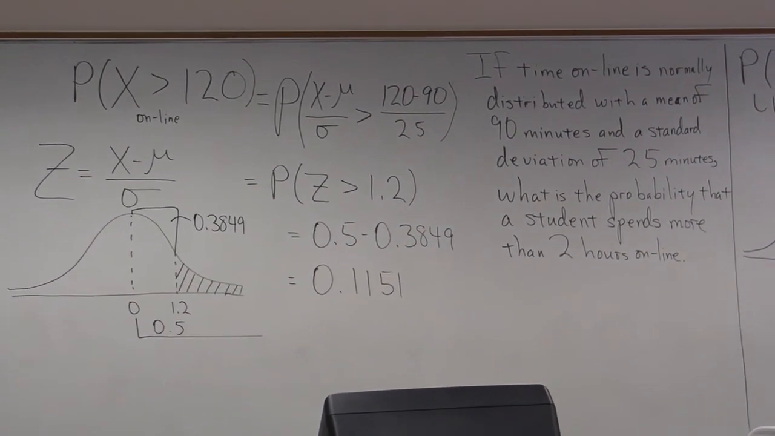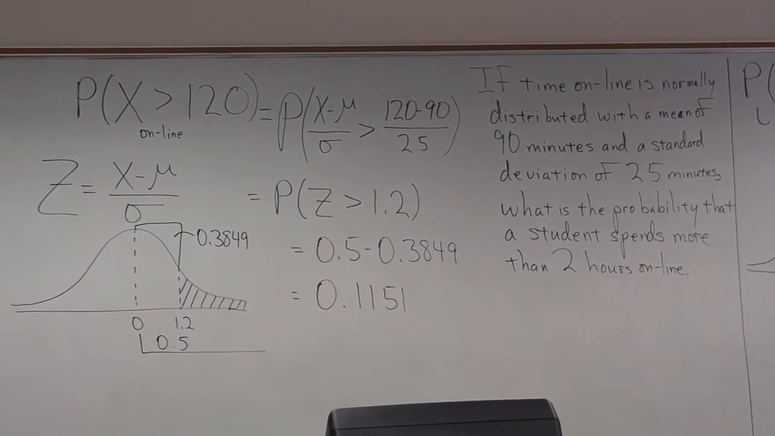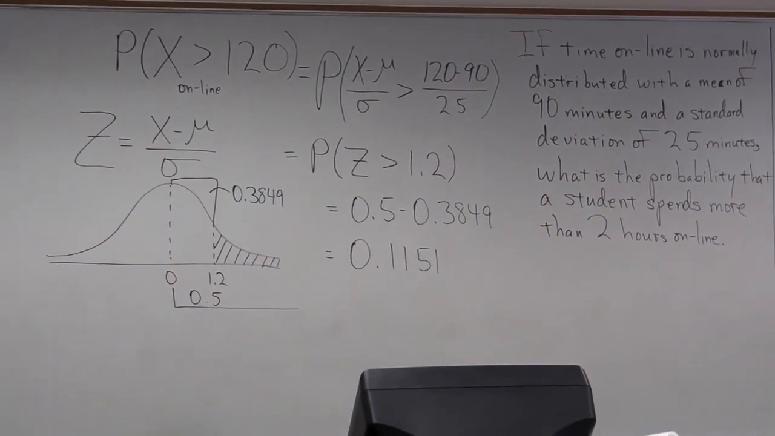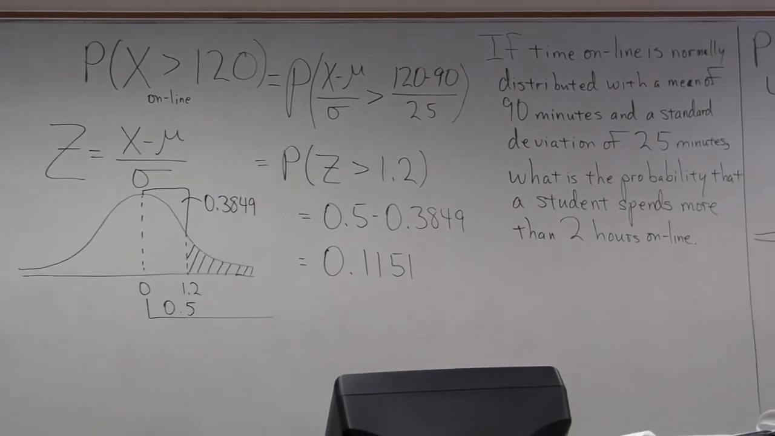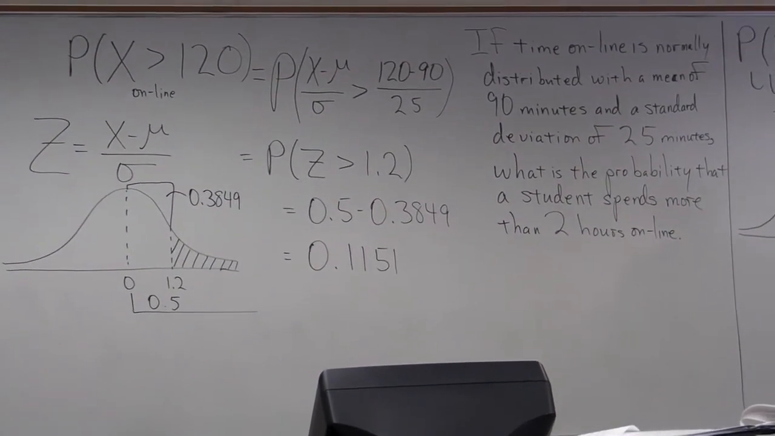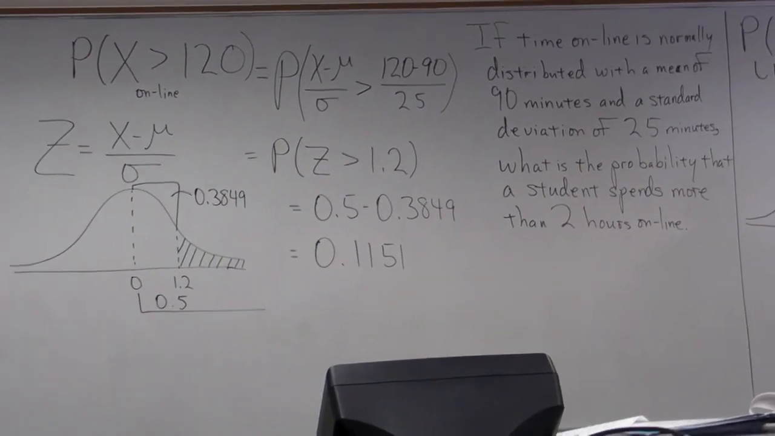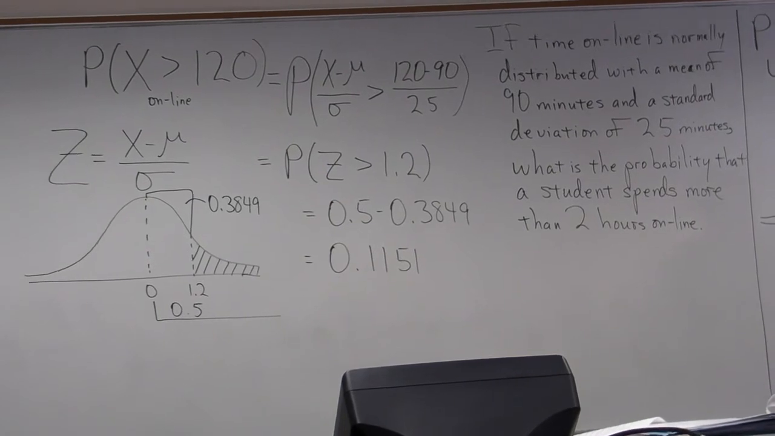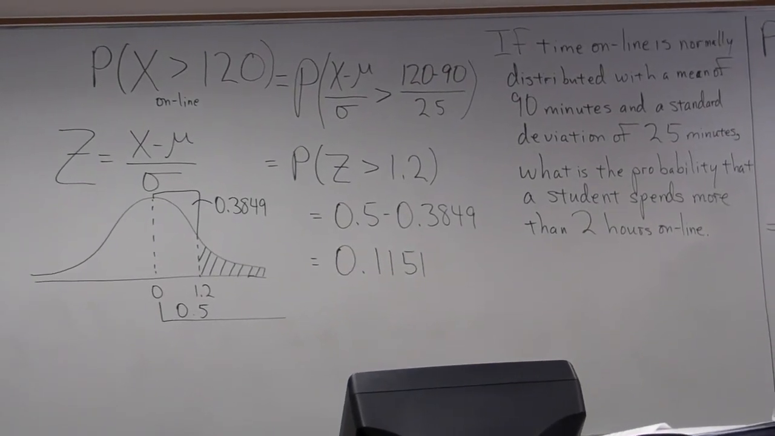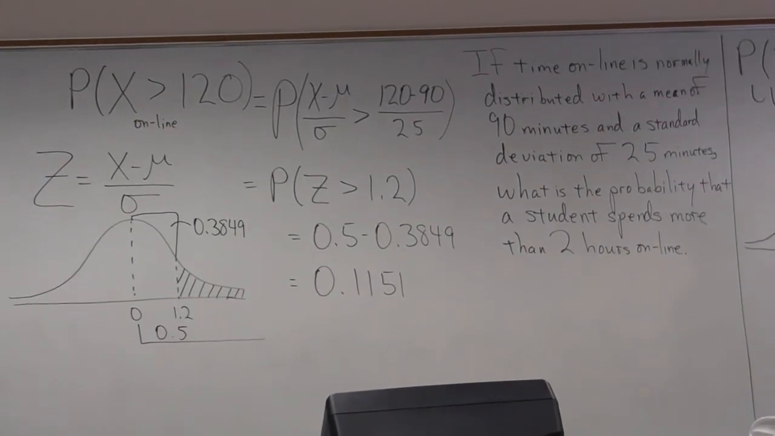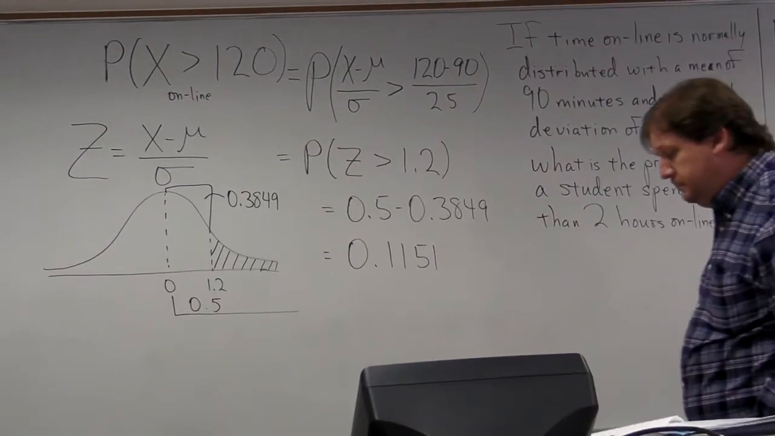Or 11.51%. So overall, it wouldn't be very unusual to find a student who spends more than 2 hours online. It's not happening all the time, but it's 11%, which means about 1 in 9 people would be in that case. So 1 in 9 is not very unusual. In a class like this, that means there would be about 4 of you that would fit into this category. So definitely not something unusual or unexpected.